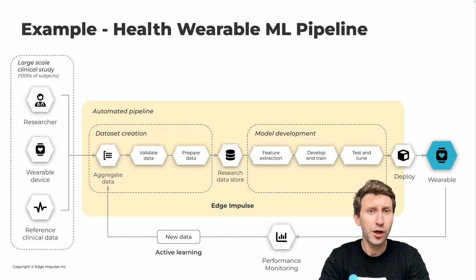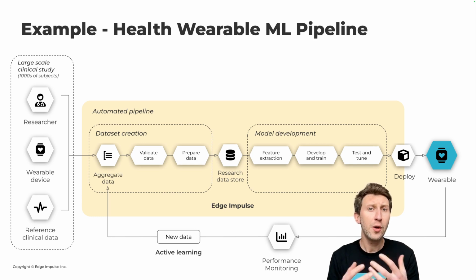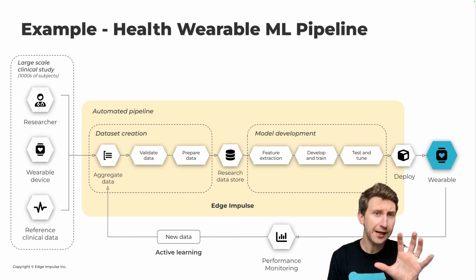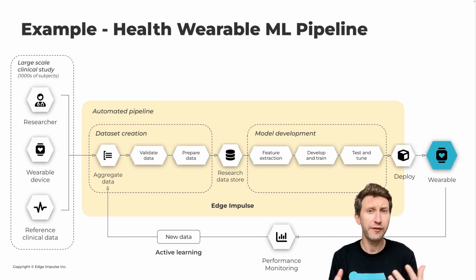Here is an example of one health wearable machine learning pipeline where the most important part, or where we provide the most value to our customers, is in the data pipeline automation. The model itself is important, but we noticed with several of our customers, handling large-scale clinical studies was super tricky. So we developed a couple of features originally at Edge Impulse to answer this question.